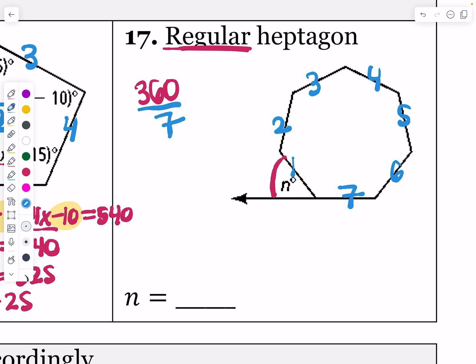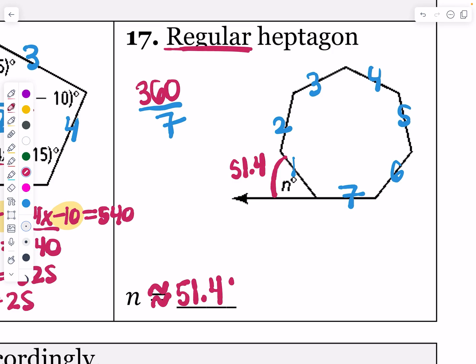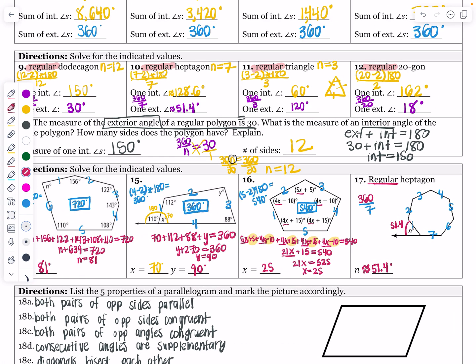What is 360 divided by 7? 360 divided by 7 is going to be about 51.4 degrees. So this is an exterior angle, and that exterior angle is about 51.4. I don't know if it's exact. Let's see, 360 divided by 7. Yeah, 51.4, so that is rounded. We rounded that to the nearest tenth because that's the directions that I added.